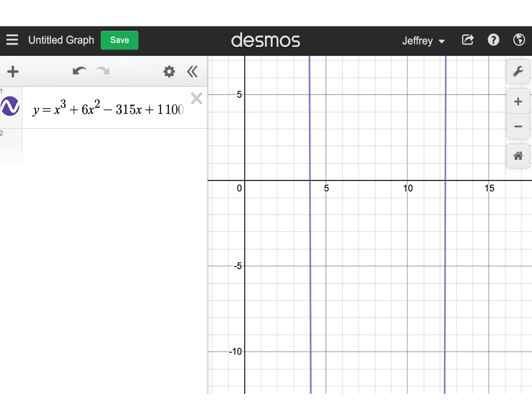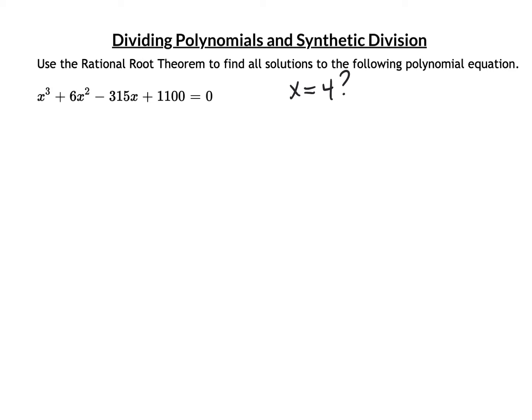It appears to me that this one is going to be irrational. No idea what that is, but we will find out. This one, however, we can tell what it is. It looks to me like it's 4. So we're going to try 4 with synthetic division. 4 is going to be a 0. If 4 is a 0, then it will divide in evenly and we'll get remainder 0.